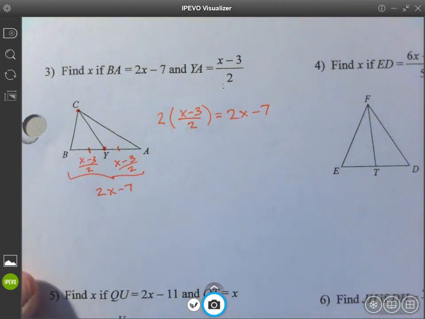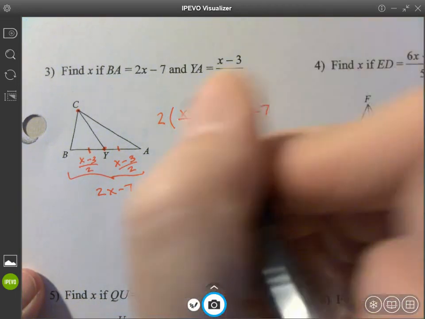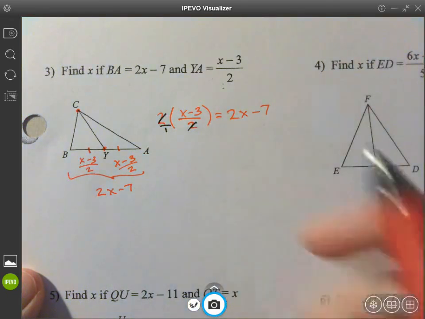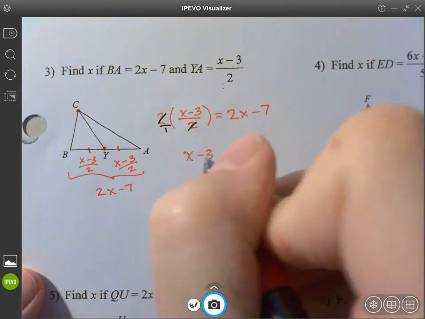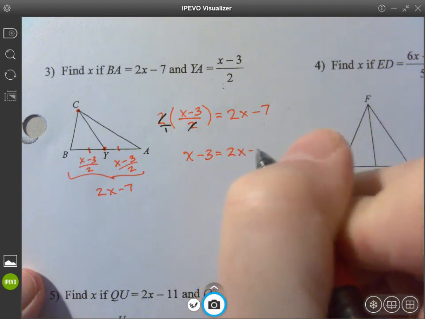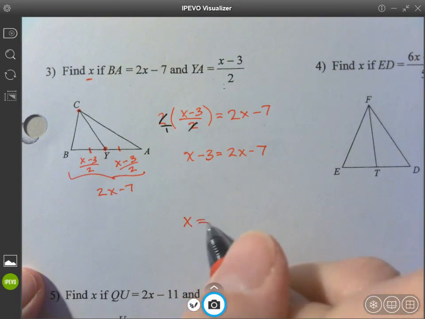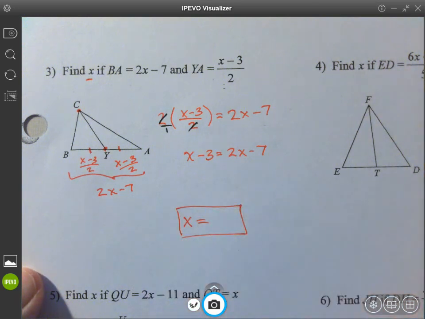And so let me help you get started here. Whenever you go to do this, the 2's would cross cancel, and you would end up with x minus 3 equals 2x minus 7. And they asked you to find x. So once you get it down, solve for x, and that will be your answer. All right, now don't ignore me and keep working on this. You're going to have to come back. That's why I'm trying to give you those reminders.